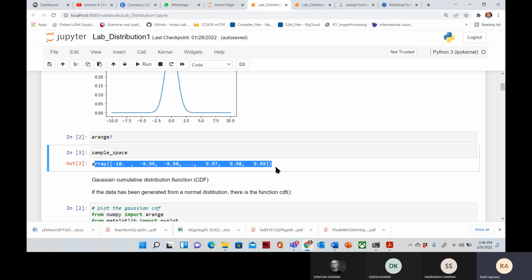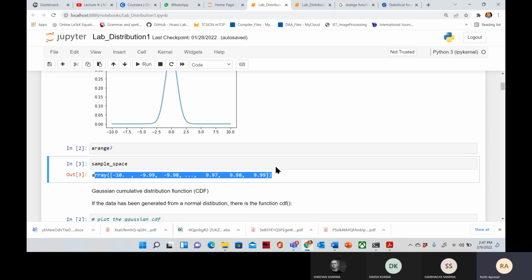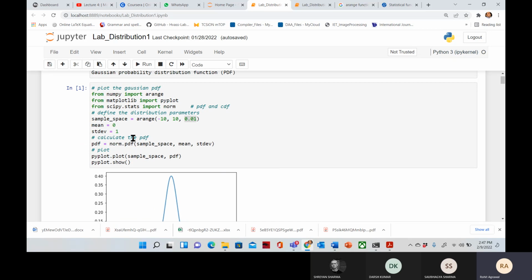I will also show you an example where we have some problem, like we are throwing a dice, or we are throwing 2 dice, and we will take that data instead of user created data. We will take that data. So this is our data here.